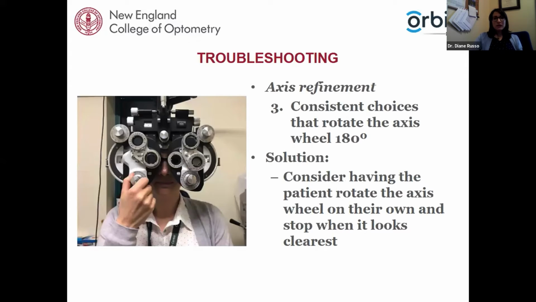You could also ask the patient just to rotate the axis wheel on their own. So from behind the phoropter, the patient reaches there and rotates it around. You can place their hand on the axis wheel, have them rotate it around, and say, okay, rotate this around and stop when it looks clearest. This is not something I do on a very regular basis, but it is definitely something that I have done depending on the patient's responses and how sensitive they are to axis changes and blur associated with those axis changes.